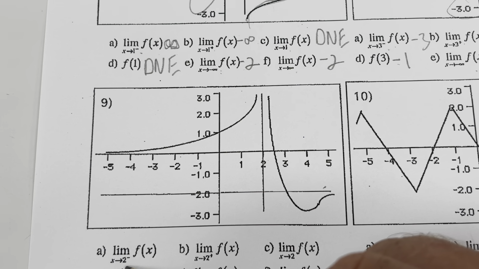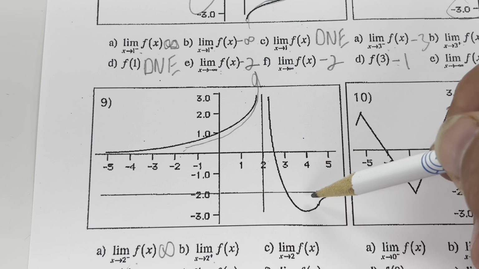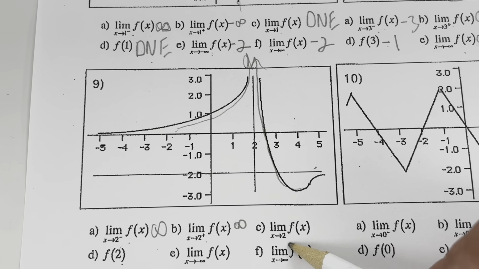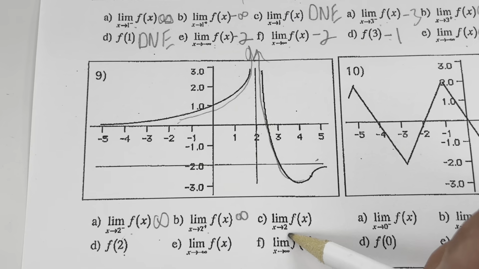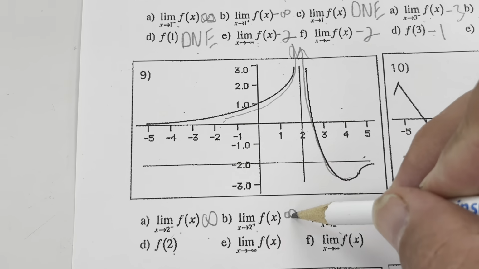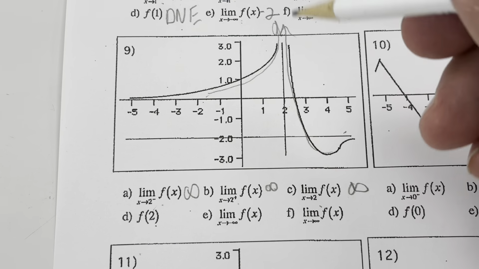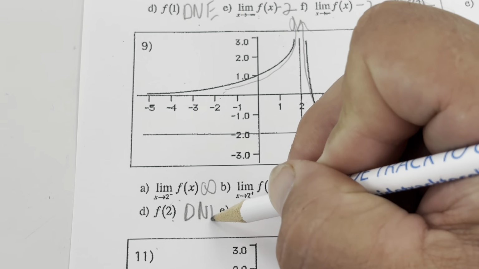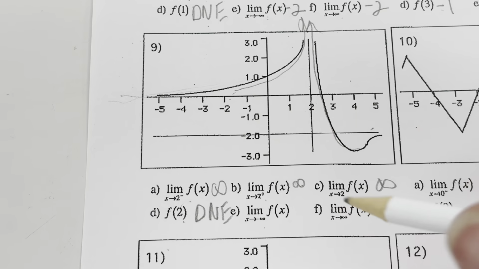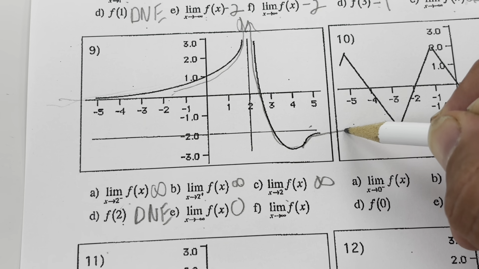Limit as x approaches 2 from the left, it goes up to positive infinity. From the right, it goes up to positive infinity. Now, there's a lot of arguments over this one. It depends on what your teacher says. I believe they go at different rates, so it would be DNE, but some people say it is infinity and infinity, so it's going to also be infinity over here. F of 2 is DNE because there's no value there. Limit as x goes to negative infinity, that would be to the left. It goes towards the horizontal asymptote of 0. As it goes to the right, that would be this other horizontal asymptote, and that would be negative 2.